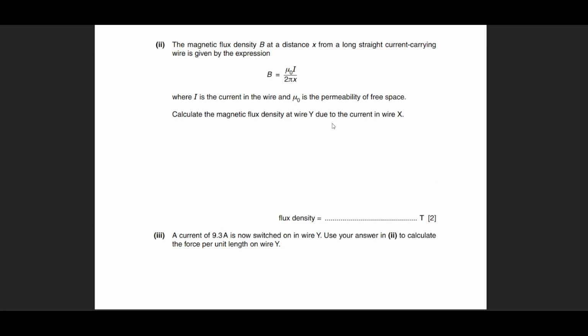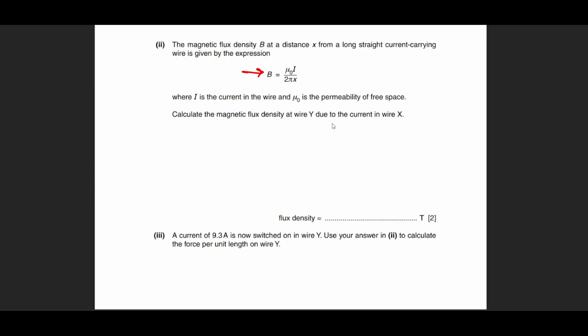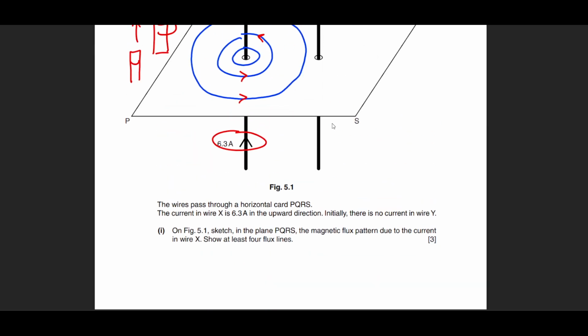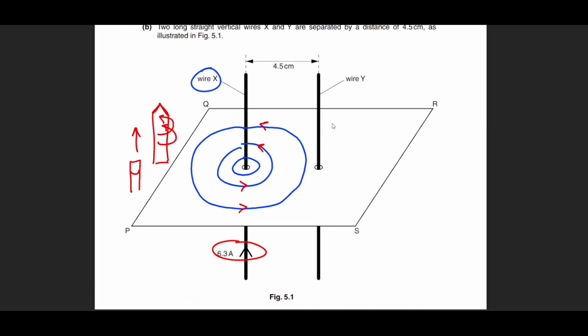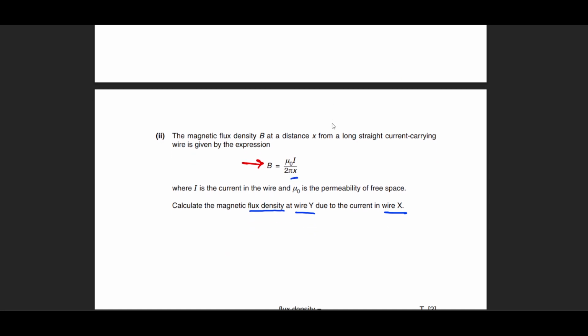The next question is about the magnetic flux density of a wire. This formula is not a part of the syllabus, otherwise the formula is accurate. Wires' magnetic fields are calculated by this method. He says calculate the magnetic flux density of wire Y due to the current in wire X. The current in wire X is producing a magnetic field, which is very evident on the screen. By the time this magnetic field reaches wire Y, how strong is it going to be? This x is the distance between the wires.